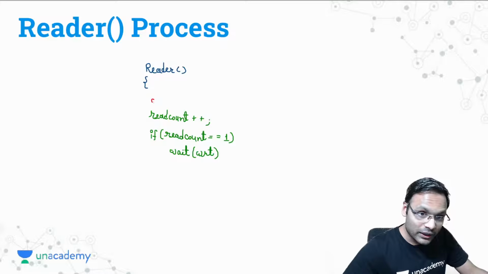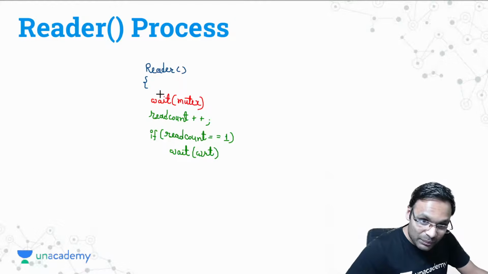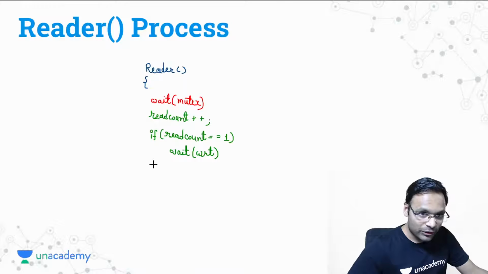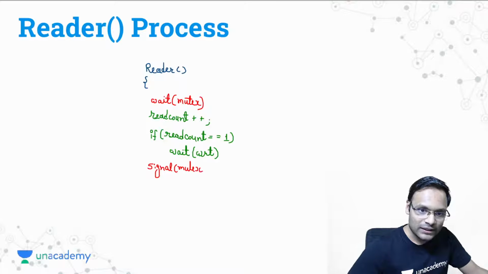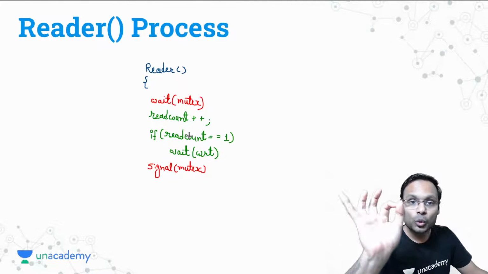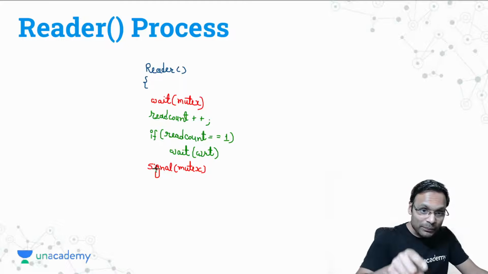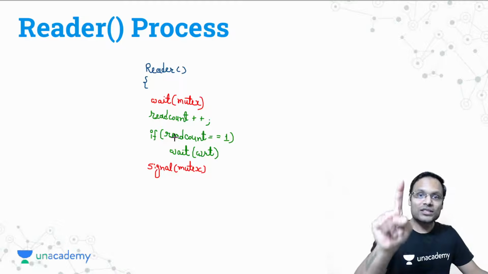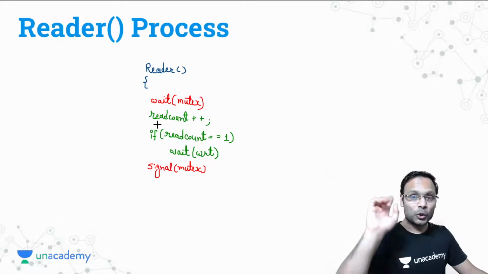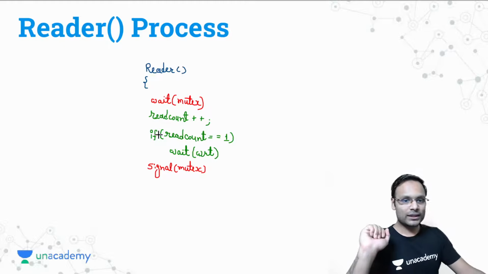So what we will do here, first of all, we will take wait function on mutex so that this entire code can be protected, and after this we will signal the mutex. Why are we doing it? Just because read count is a normal variable, we are doing plus plus and we are checking its value in a condition. I will have to protect it. Why? Just because multiple reader processes may try to access the read count simultaneously. To have the mutual exclusion, I am using this mutex.